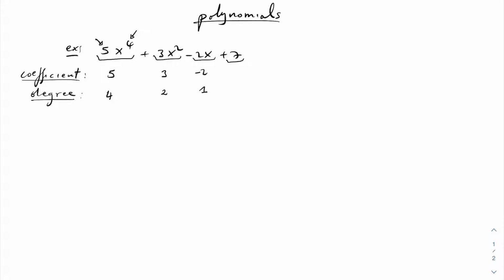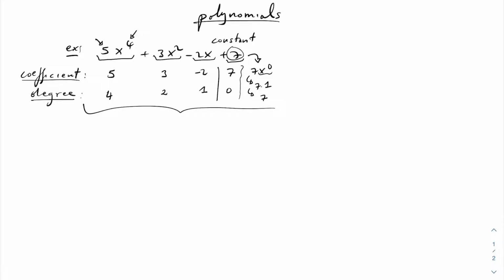And the last one here is a particular one because it does not have any variable attached to it. And so this is what you call a constant, because technically this right here is the same thing as writing 7x to the power of 0. And so we know that every number or every variable to the power of 0 is equal to 1, except of course for 0 itself. And so for this last one, the coefficient for this term is going to be 7, and the degree is going to be 0.